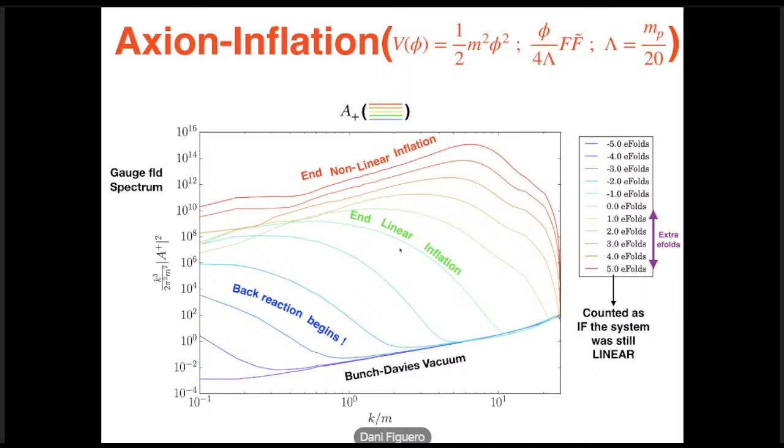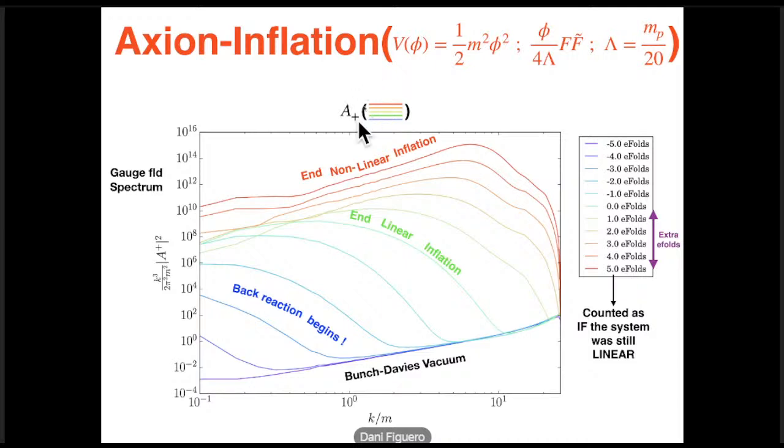And because this excitation is exponential, just imagine you are pumping more and more energy into the gauge field until it fully dominates the system of matter fields. So essentially, the end of inflation is going to be the end of nonlinear inflation, with extra e-folding compared to linear physics due to the gauge field domination.